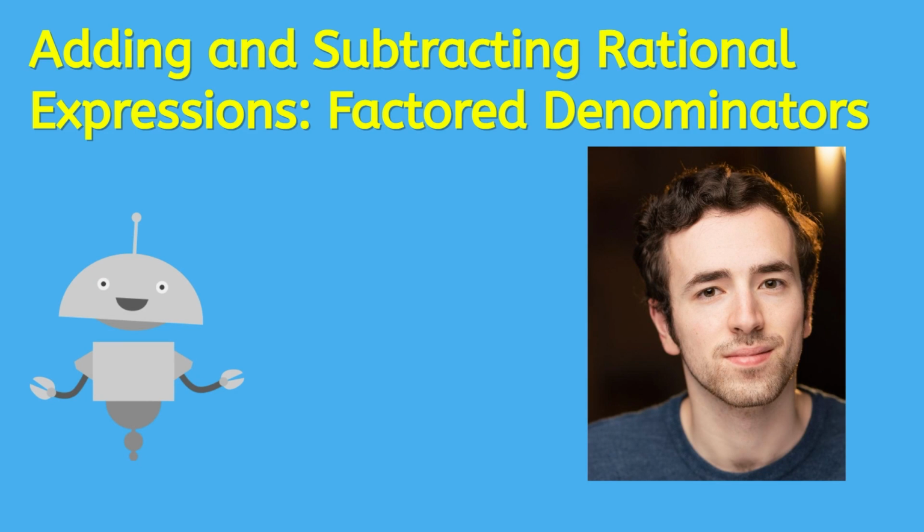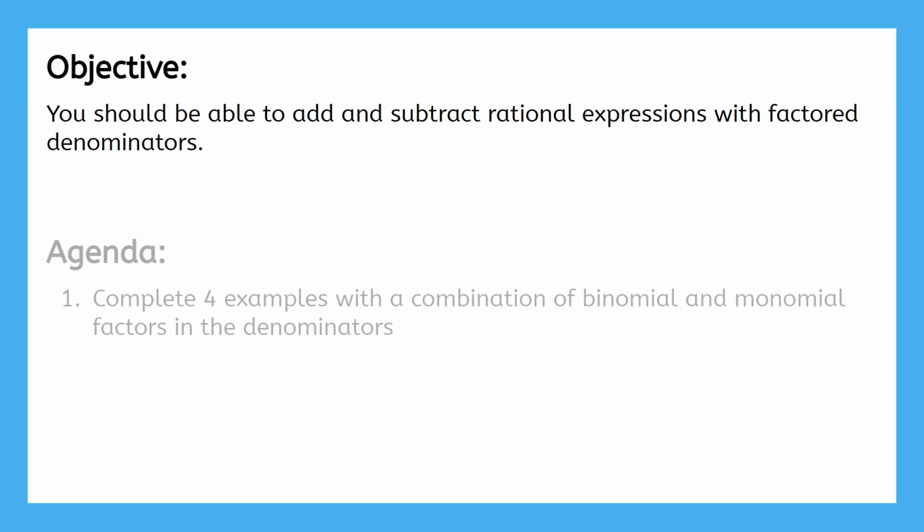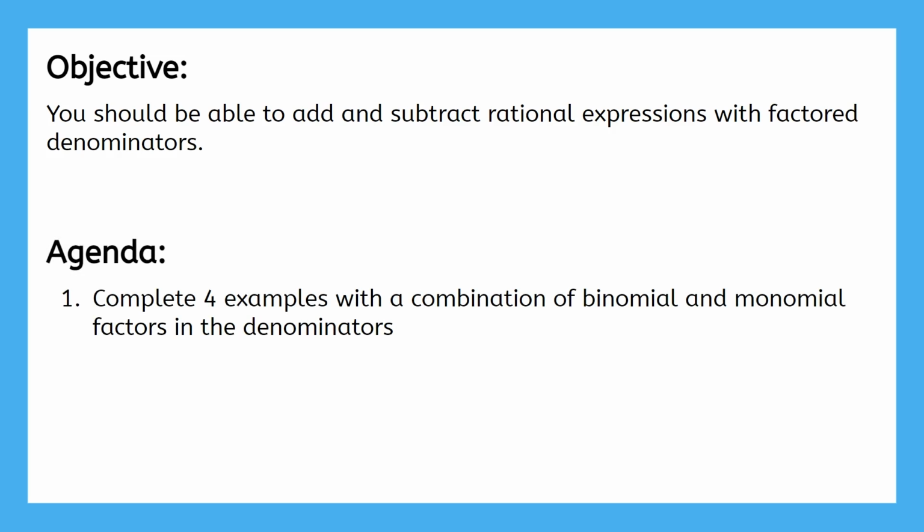Today we're going to continue to add and subtract rational expressions. This time, we'll learn what to do when we have factored denominators. By the end of this lesson, you should be able to add and subtract rational expressions with factored denominators. For this lesson, we're going to complete 4 examples with a combination of binomial and monomial factors within denominators.